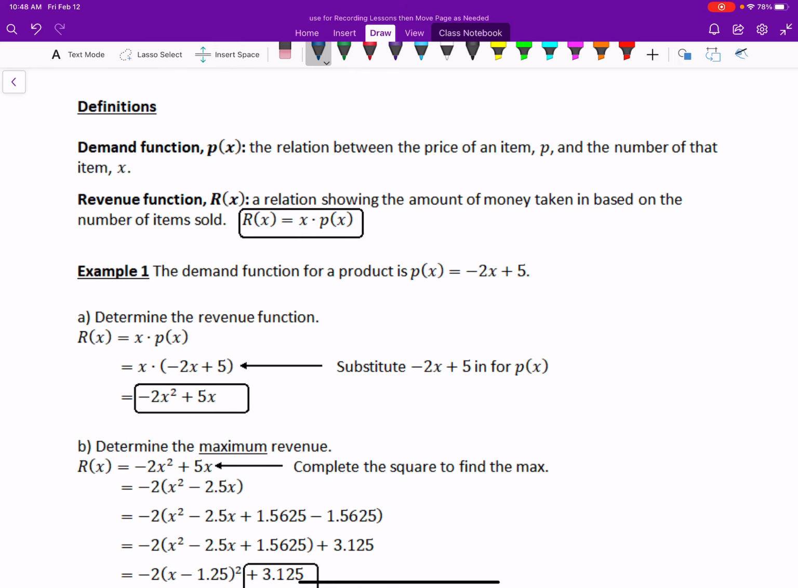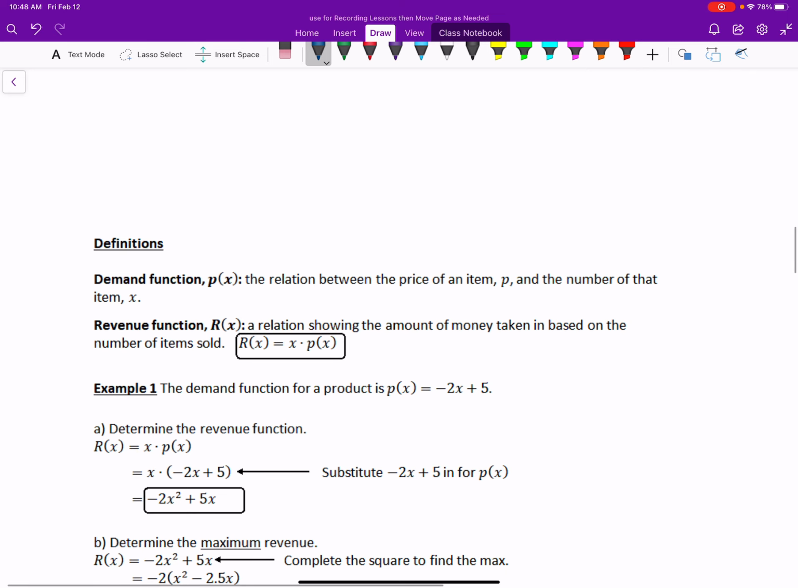So there's something called a demand function. Sorry, let me just set the stage here. We're dealing with revenue and a particular application of quadratics. When we have quadratics, there's certain things that we can model with them, such as things like balls being thrown up in the air. That's a common one. But money, too.